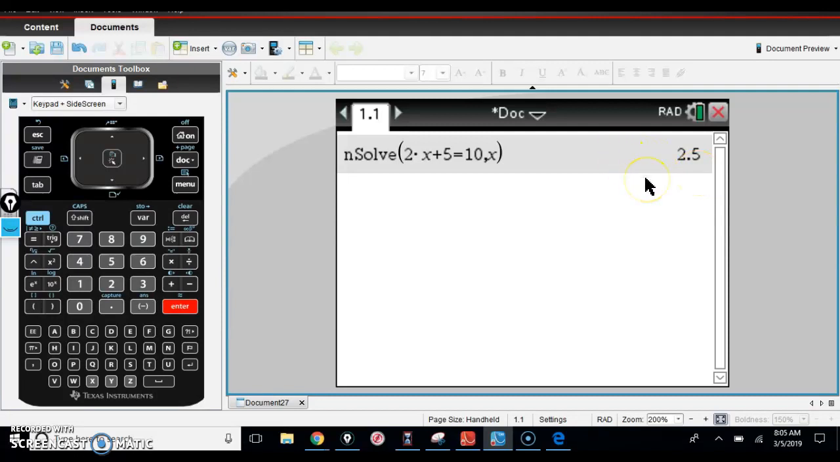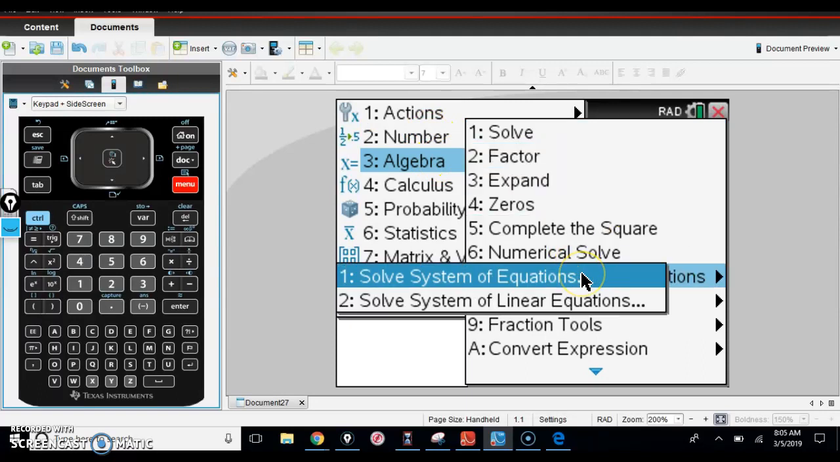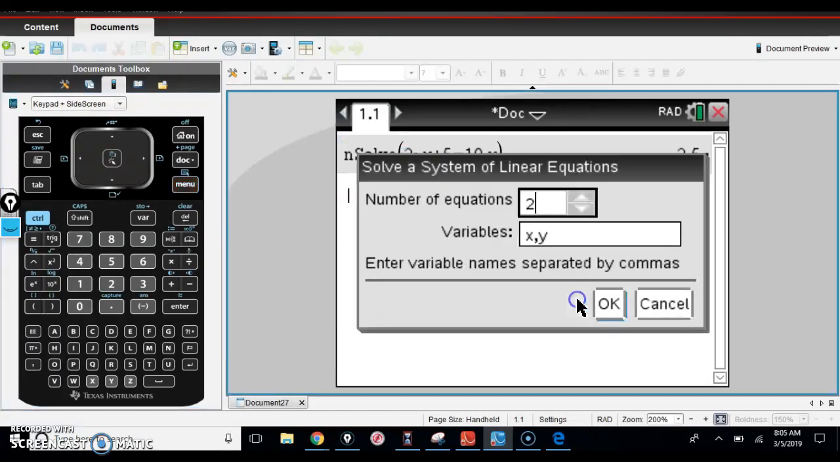Okay, for those of you that really struggle with solving equations or with decimals, etc., you could use this either to check your answer or to get the correct answer for the star. Then for systems, here's another way to do that. You go to algebra, and you go to solve systems of equations, and you're going to be linear equations.